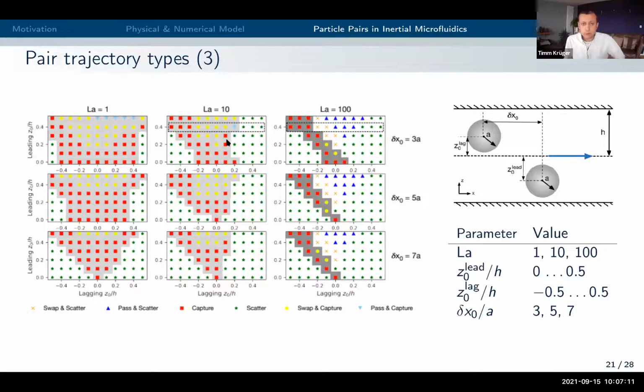If you now make the Laplace number smaller, which means particles are getting softer, then you can see that there's a bigger, let's call it cross-sectional area that leads to pair formation.